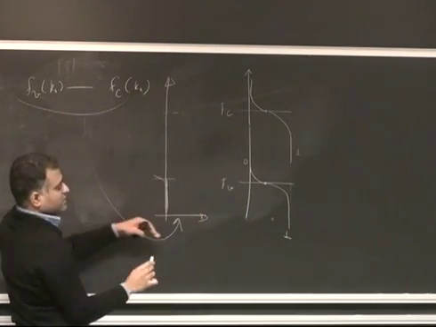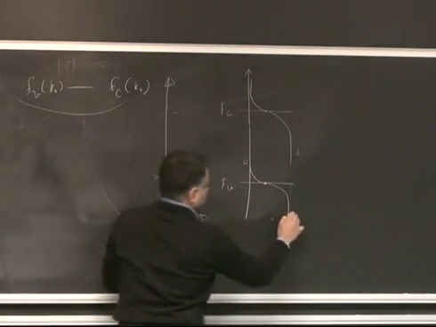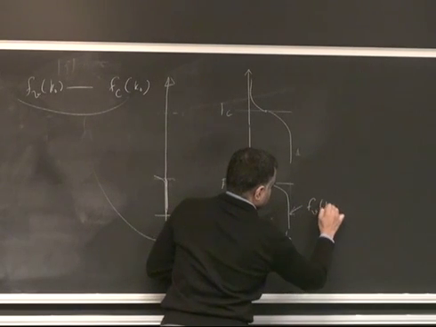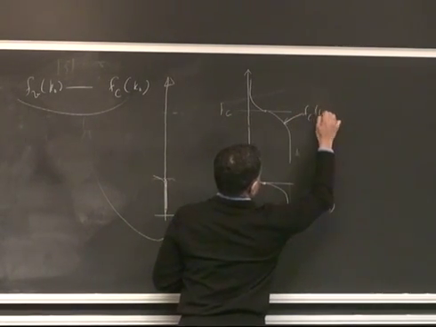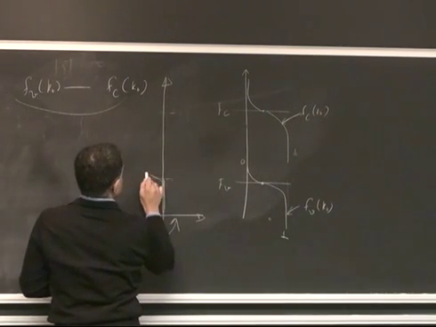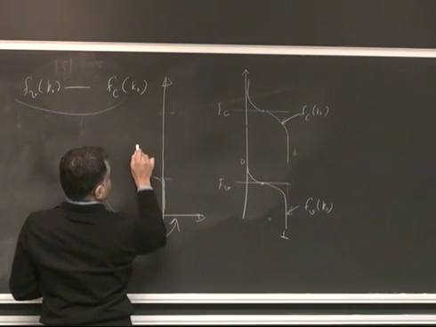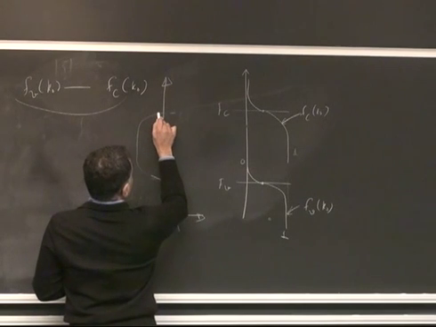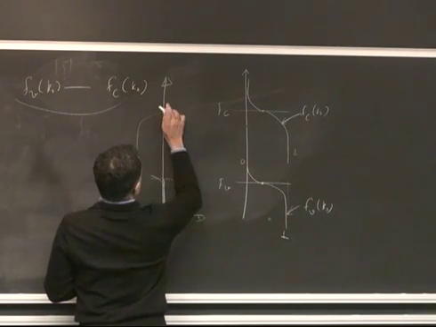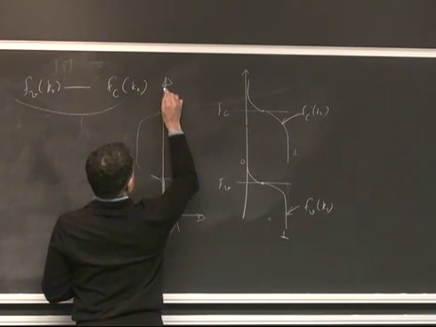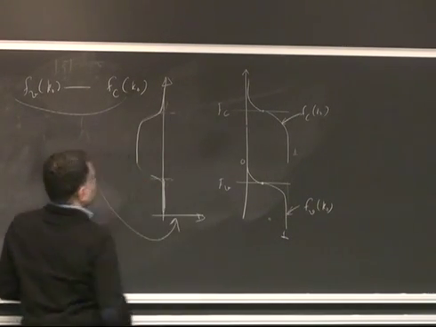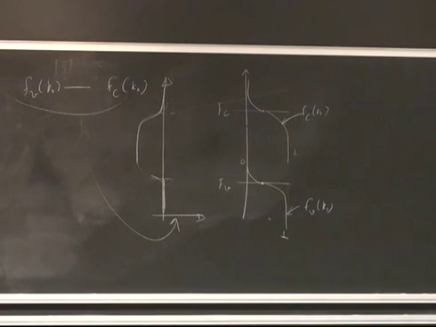Am I doing it right? Fv, the Fermi function, this is f of v. Something like that, right? Is that clear? Yeah.